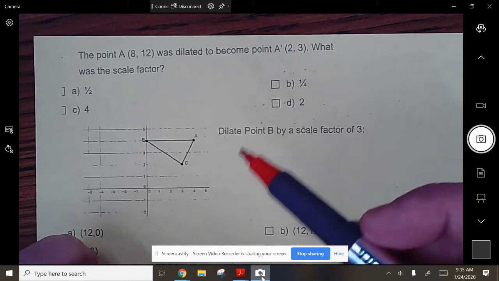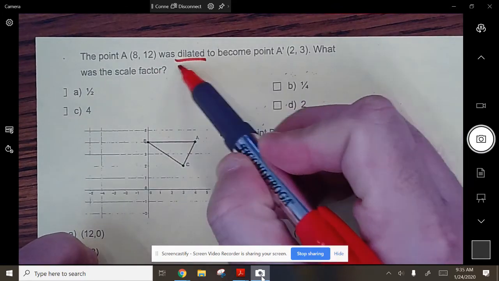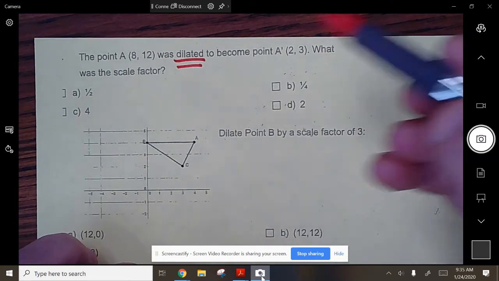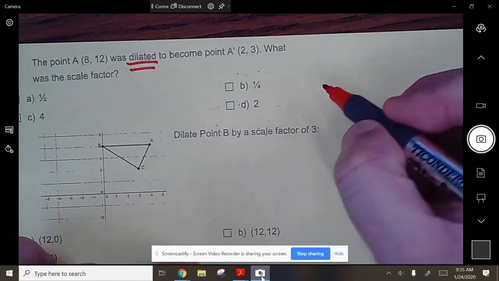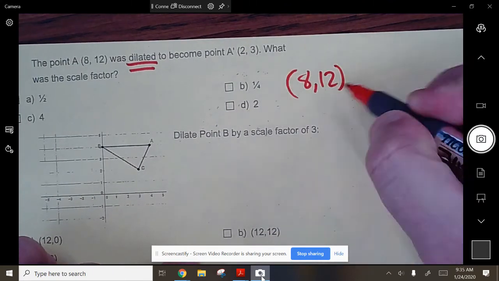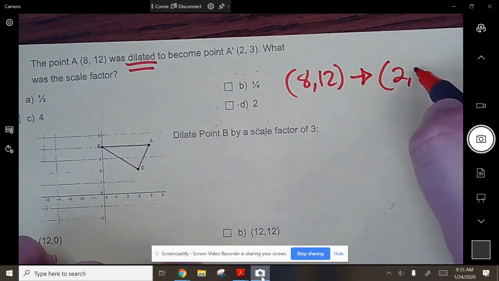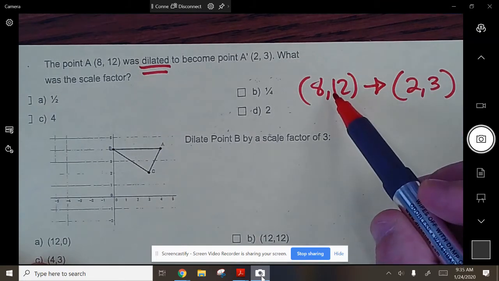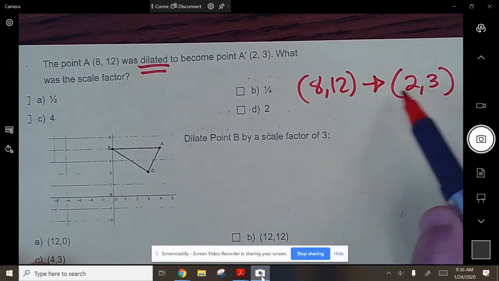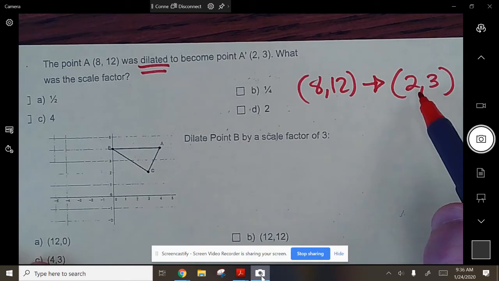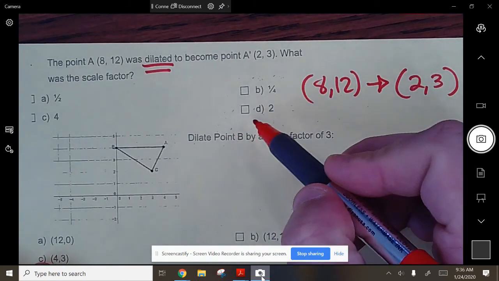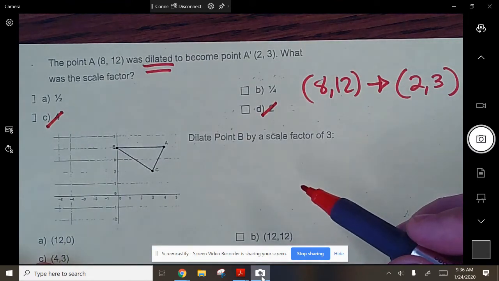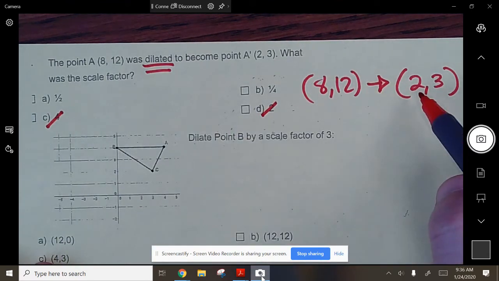So the first question says the point A (8, 12) was dilated to become point A prime (2, 3). What was the scale factor? So basically, 8, 12 was the first point, and then I went down to 2, 3. So initially, you should see that this point was getting smaller. Do you see how the coordinates are getting smaller? So you know that the scale factor has to be less than 1. It can't be big. It can't be a whole number, all right? It has to be a fraction because it's getting smaller. It's a reduction. It's shrinking.